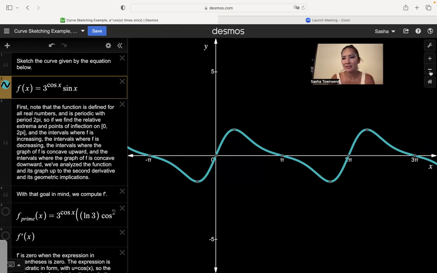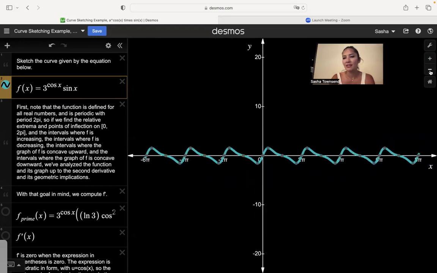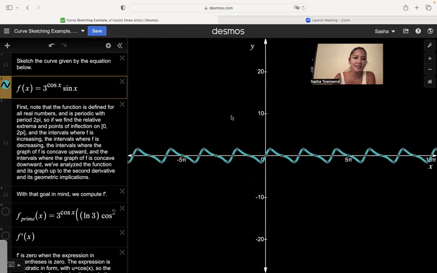So this is our function. We can see just from looking at it that it's periodic. The function itself is 3 raised to the cosine of x times sine of x, and we know cosine and sine are periodic with period 2 pi, so this function is periodic with a period of 2 pi.